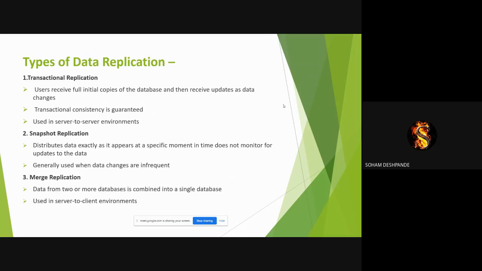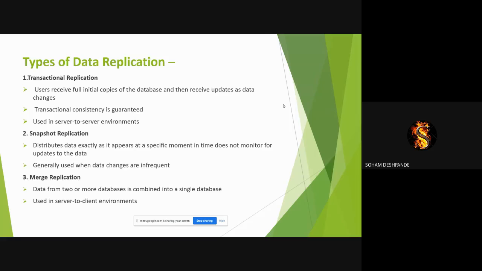Types of data replication. Transactional replication. In transactional replication, users receive full initial copies of the database and then receive updates as data changes. Data is copied in real time from the publisher to the receiving database, or we can say the subscriber, in the same order as they occur with the publisher. Therefore, in this type of replication, transactional consistency is guaranteed. Transactional replication is typically used in server-to-server environments. It does not simply copy the data changes, but rather consistently and accurately replicates each change.